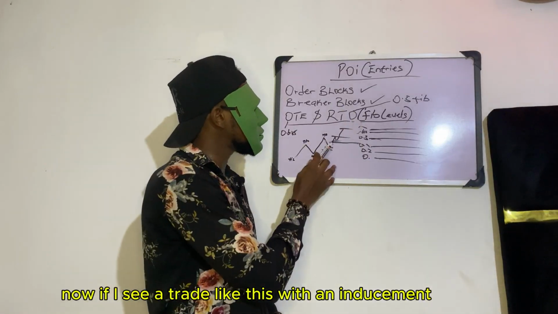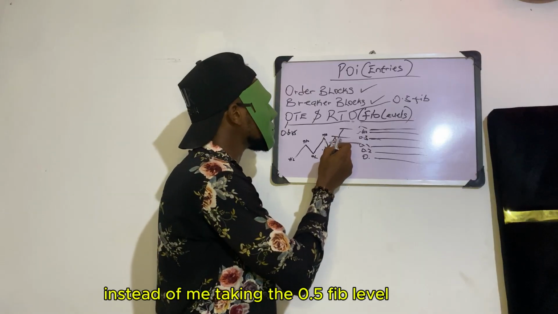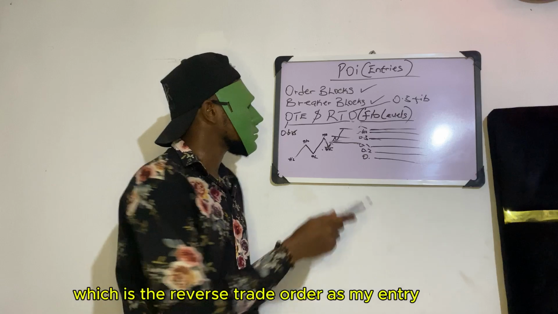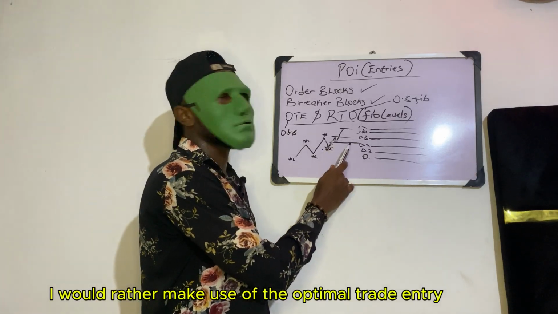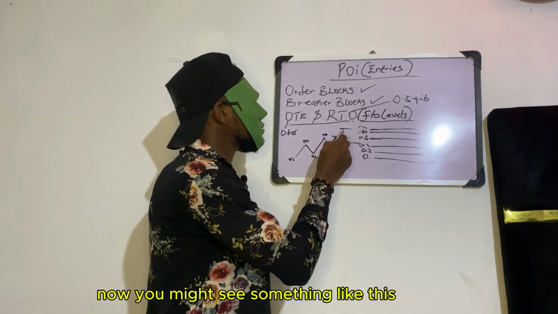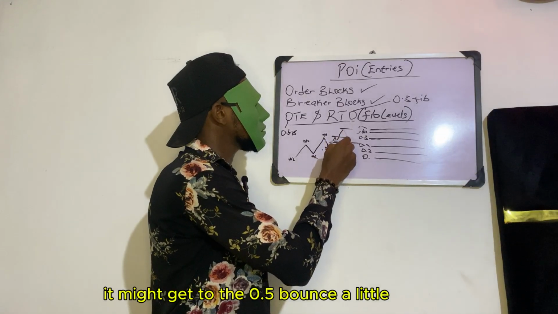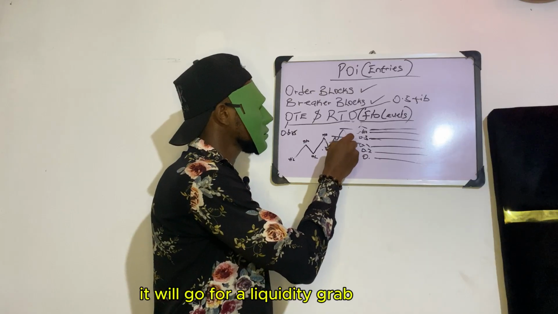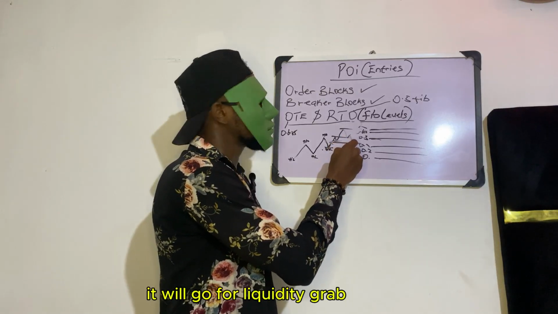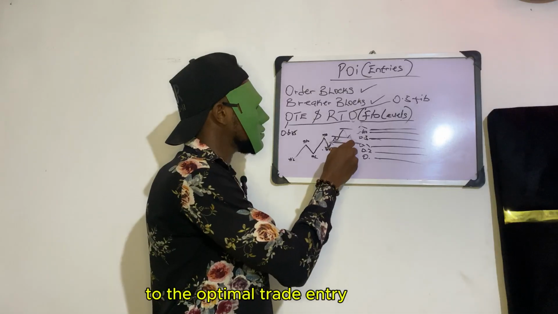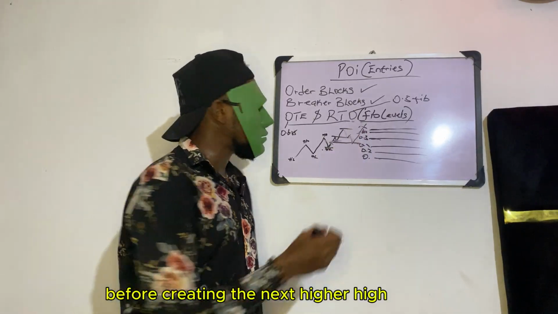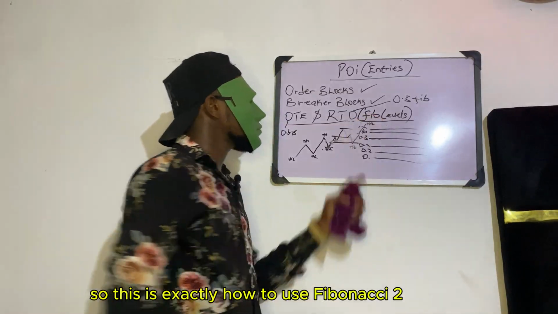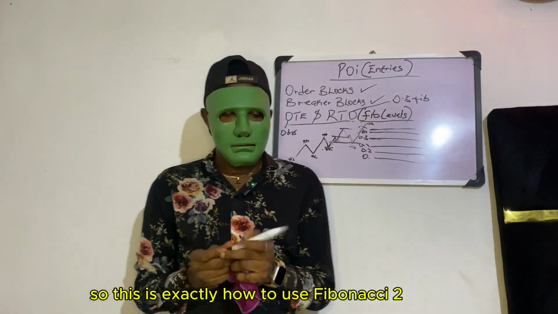Now, if I see a trade like this with an inducement, instead of taking the 0.5 fib level, which is the reverse trade order, as my entry, I would rather make use of the optimal trade entry because of this inducement here. You might see something like this. It might get to the 0.5, bounce a little, but because of this liquidity here, it will go for a liquidity grab to the optimal trade entry before creating the next higher high, making here your higher low and then the next higher high here. So this is exactly how to use the Fibonacci tool.